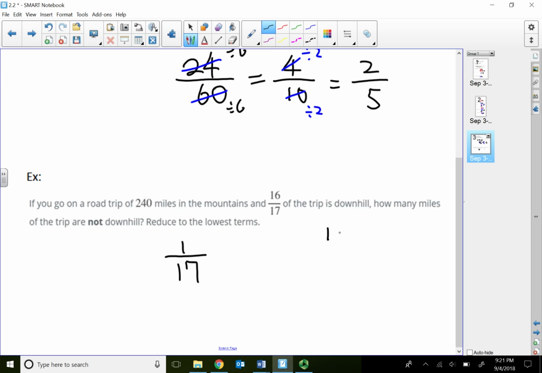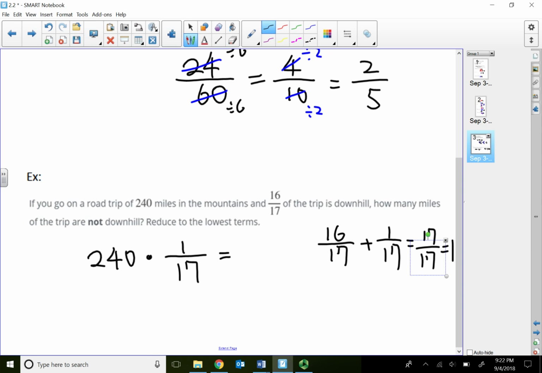Well, because I know 16 over 17 just need to add 1 more out of 17 to become the whole entire trip. Okay, 17 out of 17 is equivalent to 1. So that's how I know in terms of fraction how much of a trip is not downhill. All right, times by the 240 miles total. Okay, and that will tell me how many miles are not down the hill.